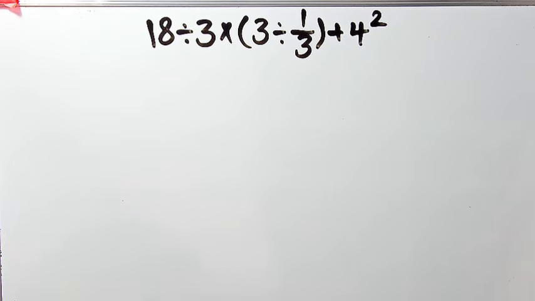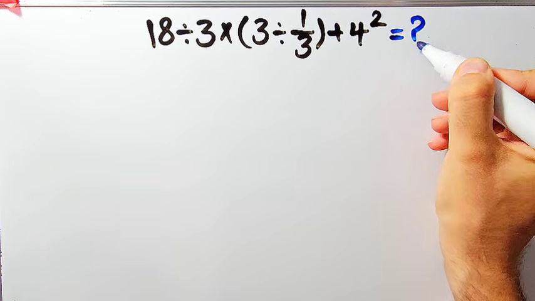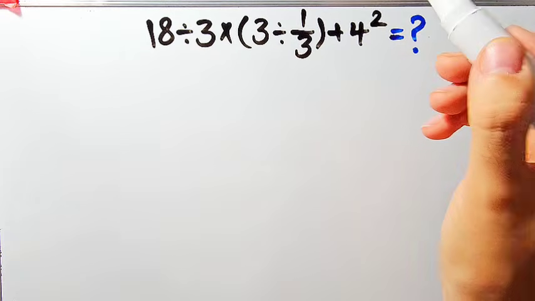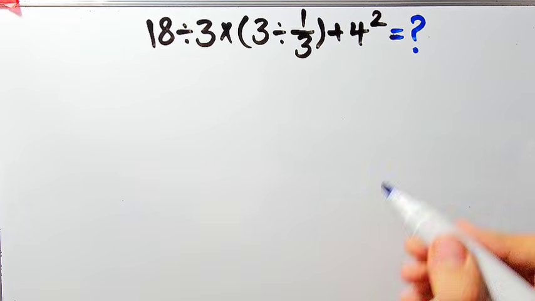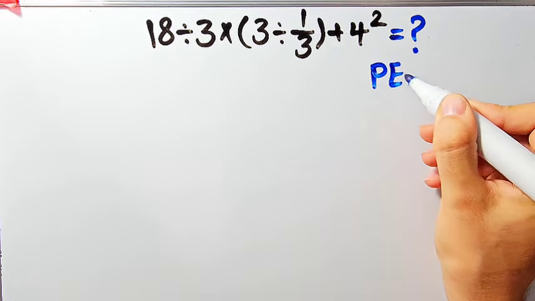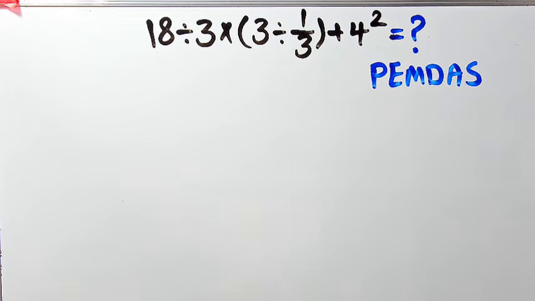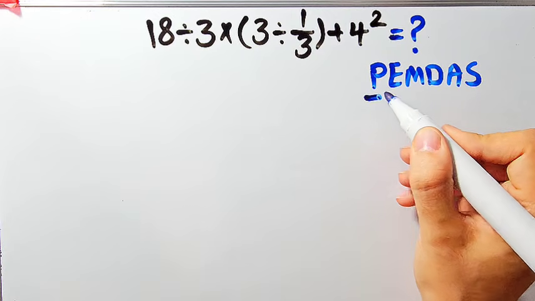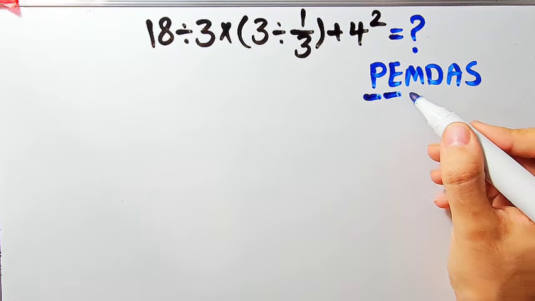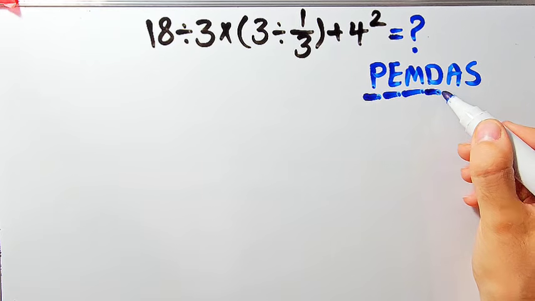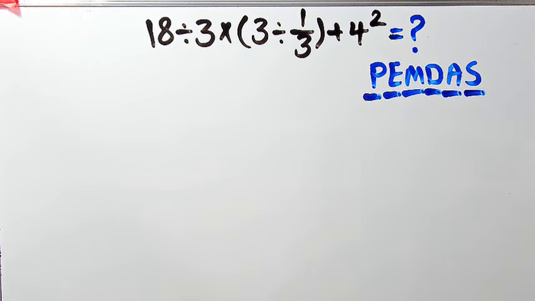18 divided by 3 times open parentheses 3 divided by 1 over 3 close parentheses, then plus 4 to the power of 2. What is the answer of this question? In this question we have division, multiplication, parentheses, addition and exponent. Again, to solve this question we need to follow the PEMDAS rule. PEMDAS shows the priority of the mathematical operations, and if you don't pay attention to the PEMDAS rule you get the wrong answer. In the PEMDAS rule, P stands for parentheses, E stands for exponent, M stands for multiplication, D stands for division, A stands for addition, and S stands for subtraction.